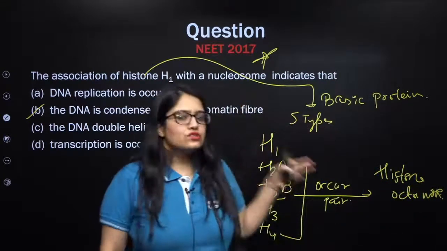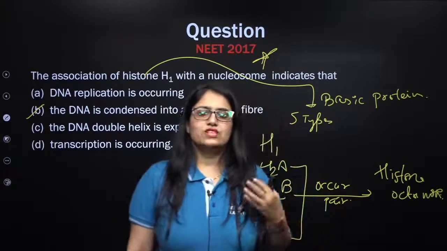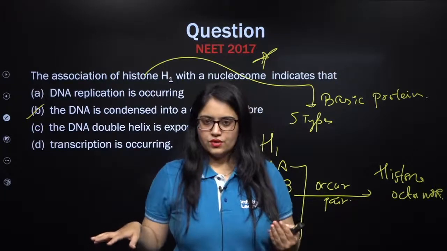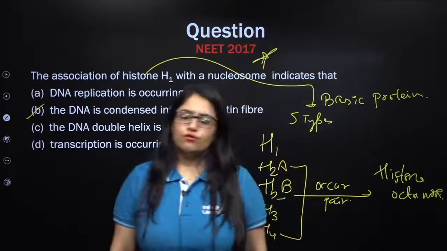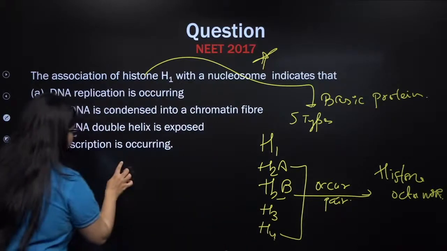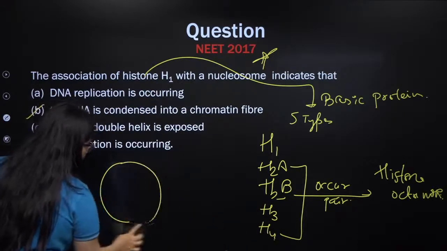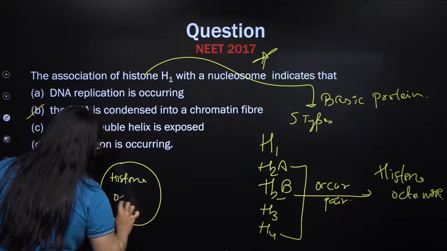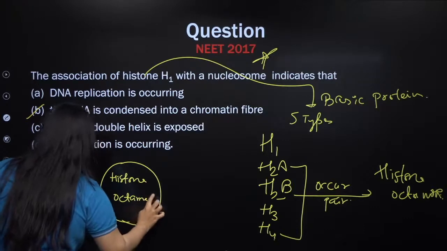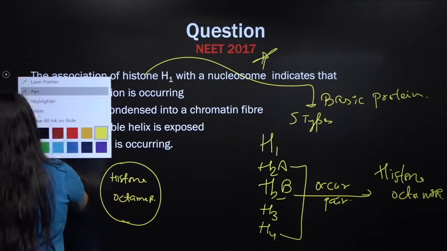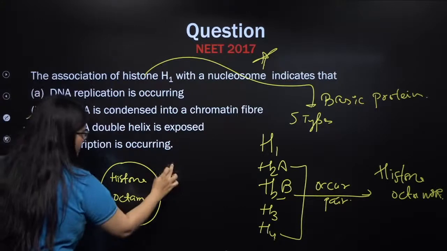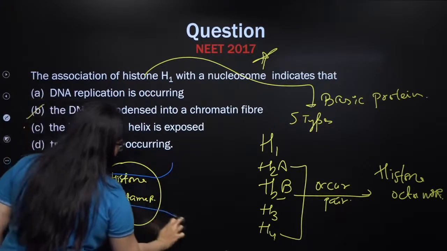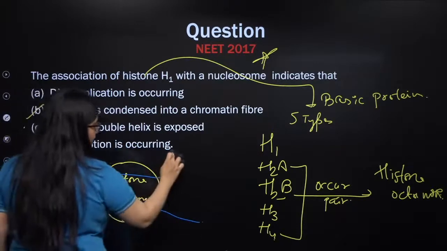Now around this histone octamer, which is a basic, positively charged protein, the negatively charged DNA will wrap around, right? And this will form a nucleosome. So let me show it like this. This is your histone octamer, and this one is your negatively charged DNA.